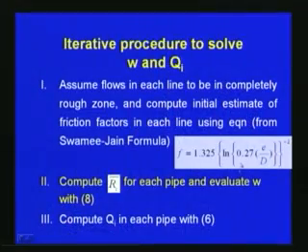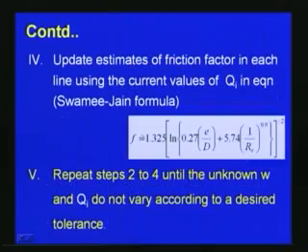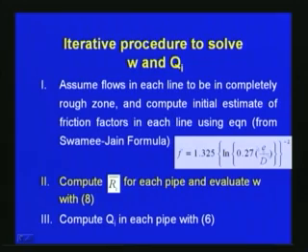Since the discharge is not known, we initially use only a part of the Swamee and Jain formula. The original Swamee and Jain formula for friction factor is given like this, but in the first iteration we do not know the velocity through the pipe or the discharge through the individual pipe. So, Re is not known, and this part is deleted. For the initial approximation we write f is equal to 1.325 into natural log of 0.27 e by D, all to the power minus 2, as in this equation.